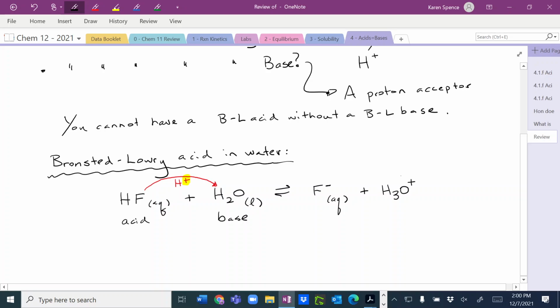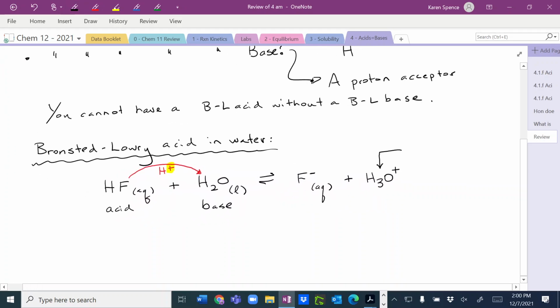Do you know the name of this species here, H3O+? That is hydronium. And this reaction here is what happens in reality.